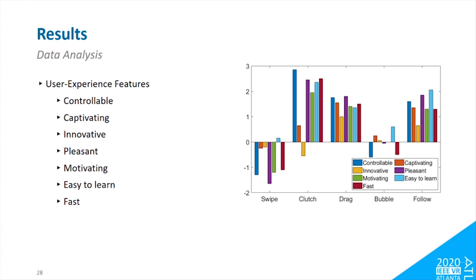Concerning the collected qualitative data, we ran an analysis of variance of the user experience features that pointed out a significant effect of the interaction techniques for 5 criteria: controllable, captivating, motivating, easy to learn, and fast. We also conducted a statistical analysis and found significant differences between several combinations of techniques and user experience features.